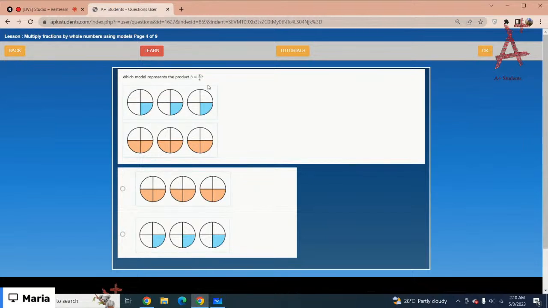3 times 2 over 4 means you have three shapes, and all three shapes have four portions, and out of the four portions just two of them are colored. You can see the first one has three shapes, but just one portion colored out of the four, but we need the one that has two portions colored. So this one is the correct option. You can see two of the portions are colored, so yes, that would be option number one. Very good, Ella.